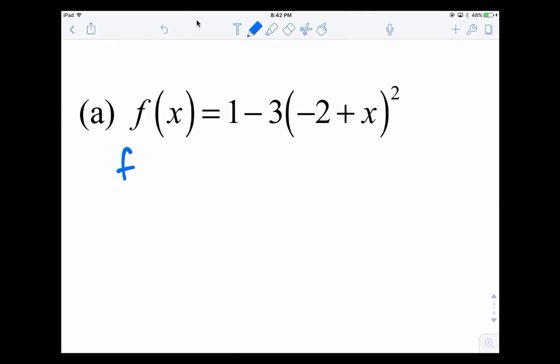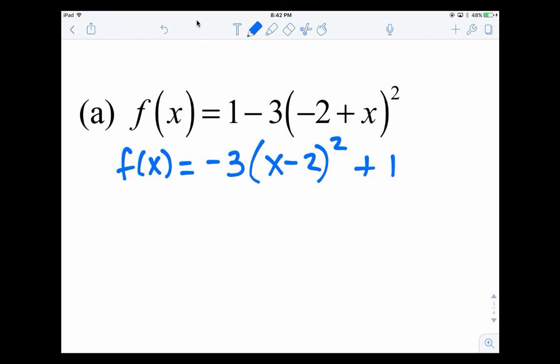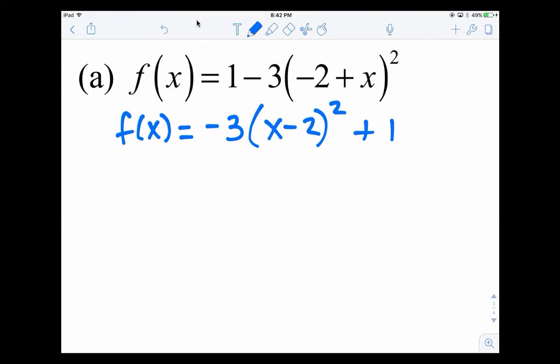Alright, so if I put this one in standard form, I have negative 3 parentheses x minus 2 squared plus 1. Okay, so I have an x-axis reflection, vertical stretch by 3. I'm moving to the right 2 units, and I'm moving up 1. Okay, so again, refer to that blue sheet that we used in class to help you figure out what those transformations are.